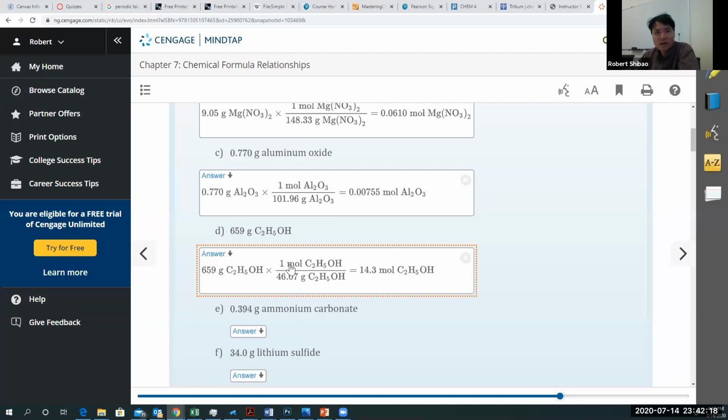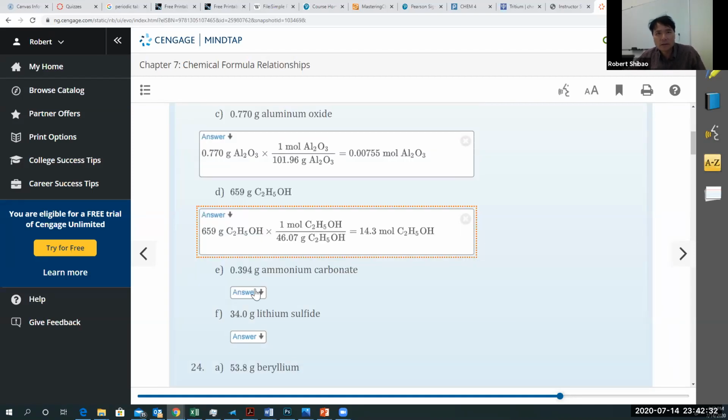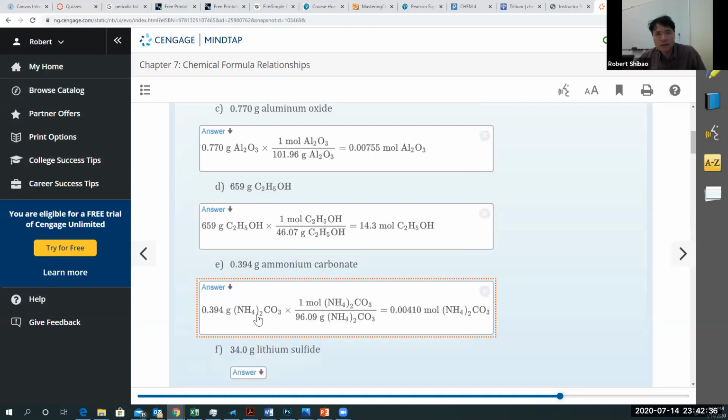6.59 grams of ethanol. Ethanol weighs 46.07, 2 carbons, 6 hydrogens. The hydrogens are split apart, so we just combine them. 6 hydrogens, 1 oxygen, 46.07. Then we have ammonium carbonate. Ammonium carbonate has 2 nitrogens, 8 hydrogens, 1 carbon, 3 oxygens, and weighs 96.09. So we'd have to add up all those and do a gram to mole conversion.